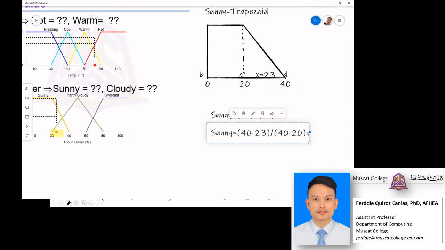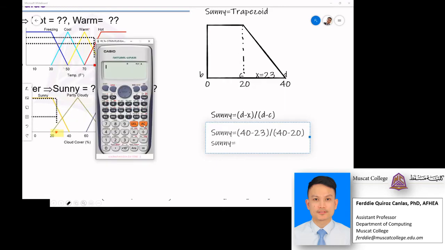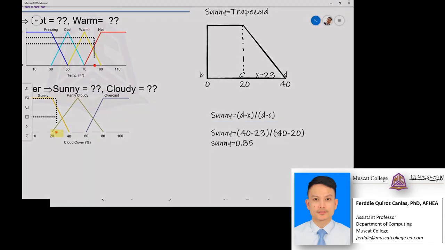Shall we calculate this? So the value of Sunny would be, I'll tab calculator, clear this, close parenthesis, 40 minus 23 divided by 40 minus 20. So we will get this value as 0.85. Correct? Let's go with Cloud.